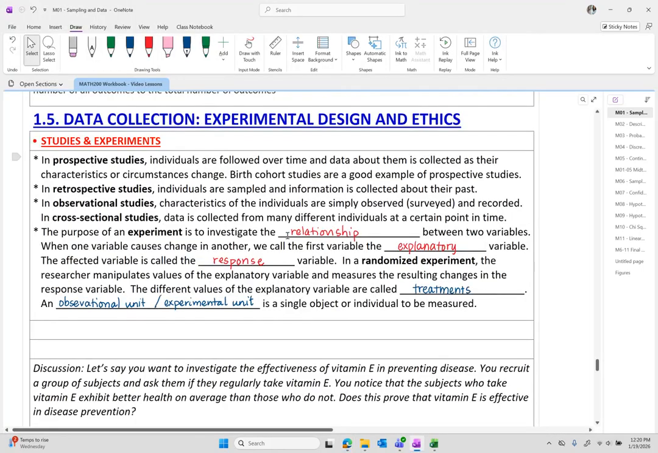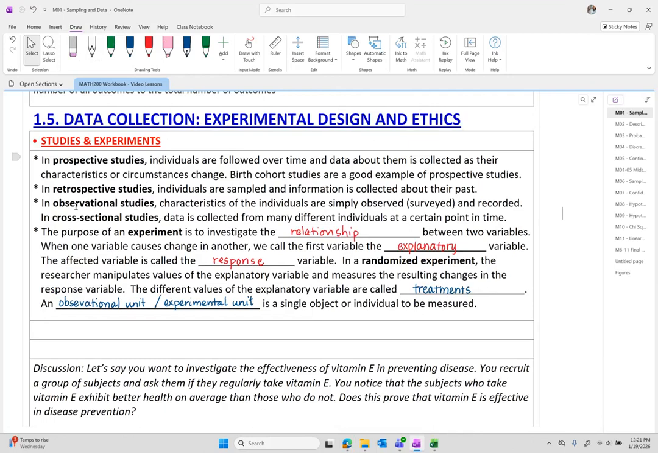This video will focus on experimental design. There are different kinds of studies in statistics. In prospective studies, individuals are followed over time and data about them is collected as their characteristics or circumstances change. Birth cohort studies are a good example. For example, let's say after a nuclear accident, to follow the people who were born very close to it or during a period of time after the accident, and see how maybe the accident influenced their genetics.